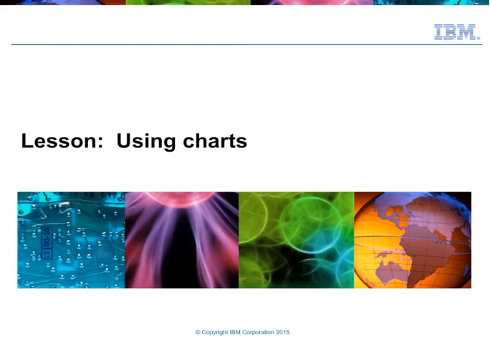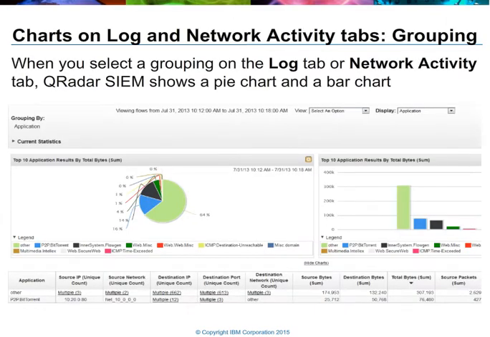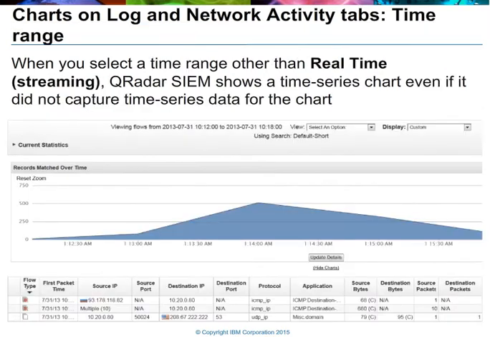This lesson will cover charts and how they're used in QRadar to track both short and long-term data trends. When reviewing log or network activity data and you select a grouping by, a pie and a bar chart will appear. This is the default behavior of QRadar. When you're in the log and network activity tabs and you select a time range other than the real-time streaming view, a time series chart will be generated.